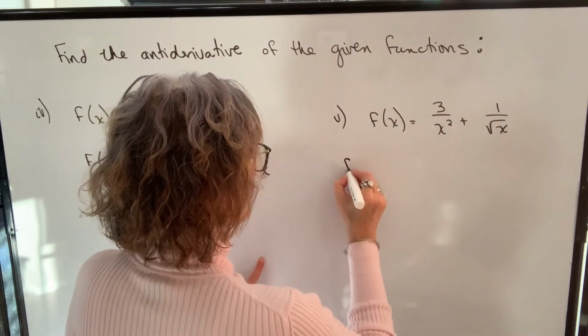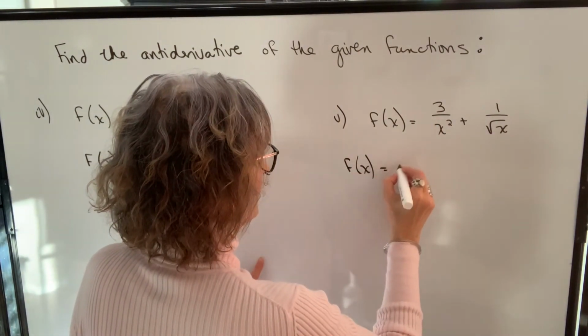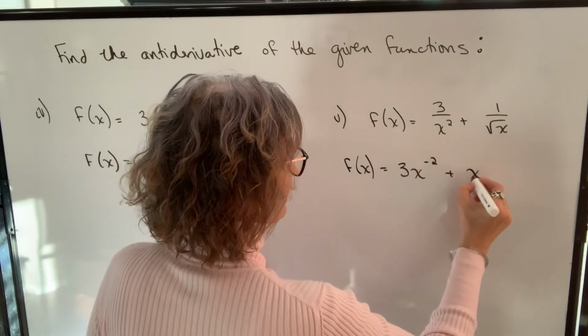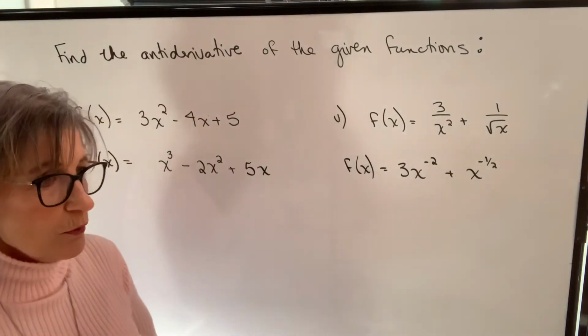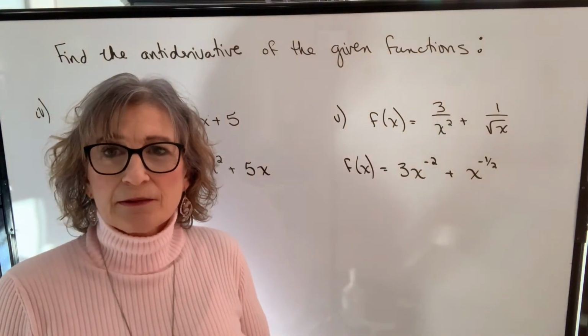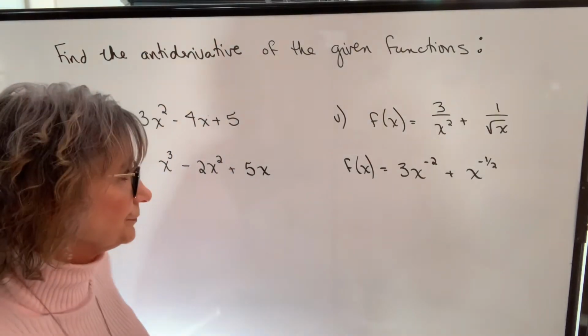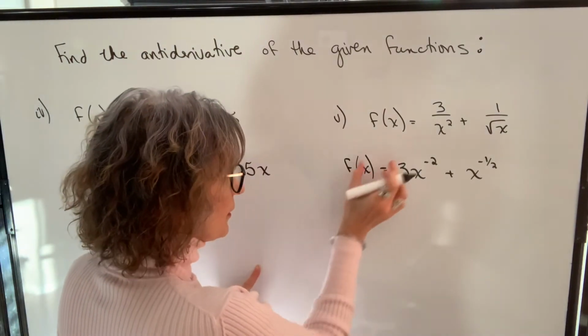In our next example, we can't do the antiderivative when it's in that form, so we're going to just rearrange this a little bit and write this as 3 times x to the negative 2 plus x to the negative 1/2. We don't want quotients, we don't want square roots. We want to write our terms with powers of x. So now that's still the same function.